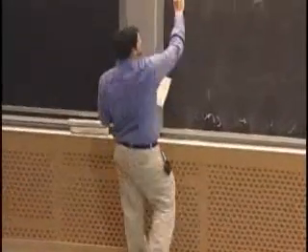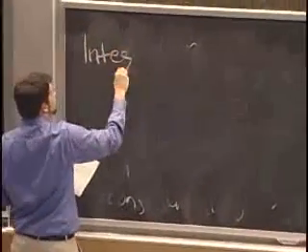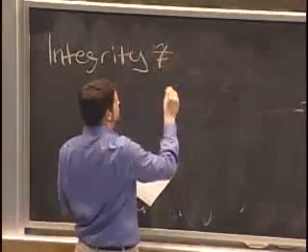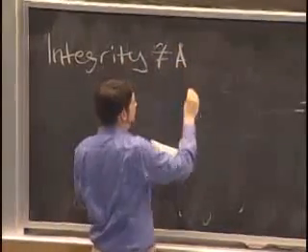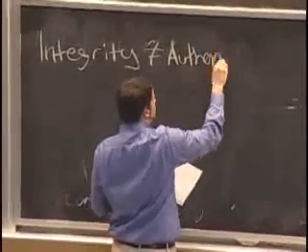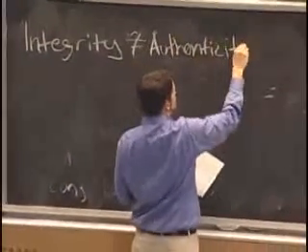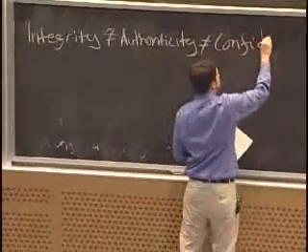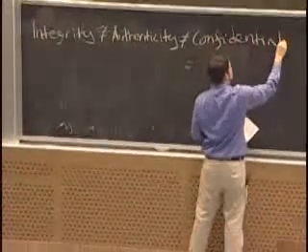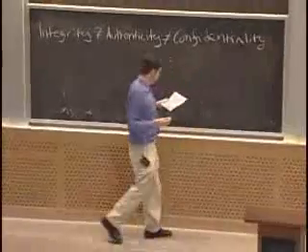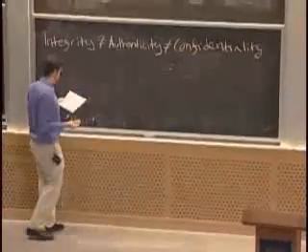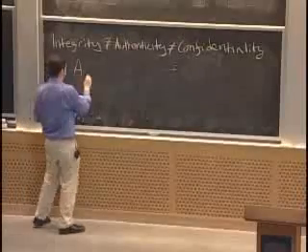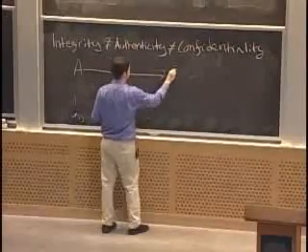Let me explain why. Integrity, in the sense that we've studied it previously in 6033, is not equal to authenticity, is not equal to confidentiality. Okay? And the reason is as follows. Let's just look at a simple example. Suppose there's Alice who's sending a message to some server.